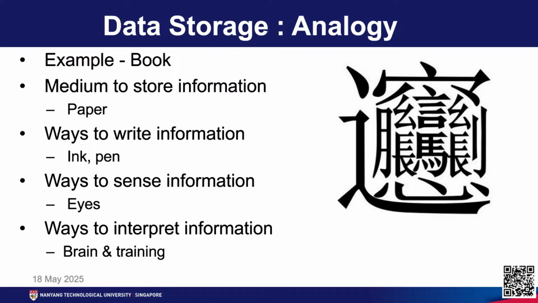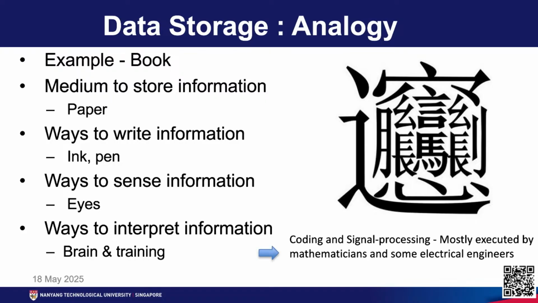So, when you talk about a data storage system, we are talking about having a medium to store information, some ways to write information, some ways to sense information, and some ways to interpret the information. So, you have a data storage device, you have a computer. The information has to be passed from the data storage device to the computer in a meaningful, interpretable way.